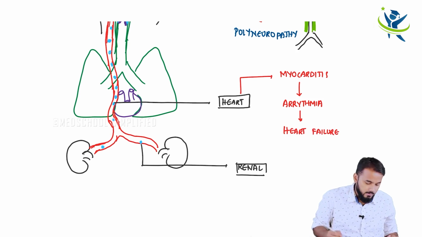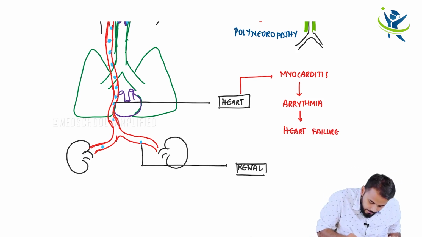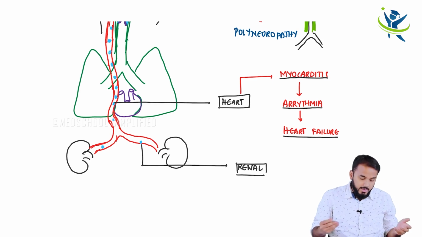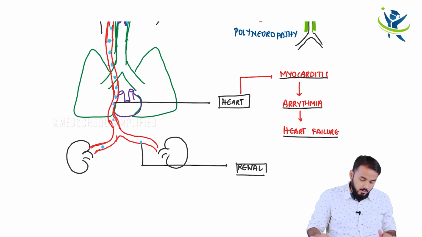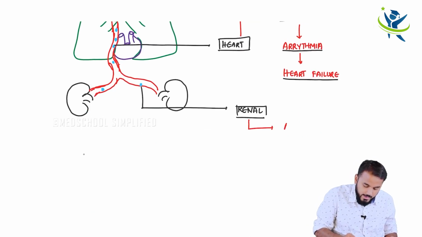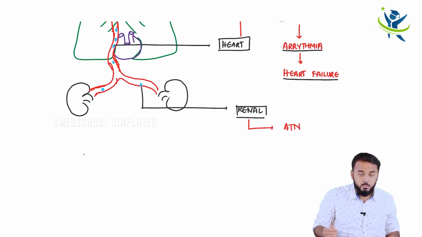Heart failure, right? So what is happening? The patient is going to have myocarditis, that will cause arrhythmia and finally heart failure. Okay, in the renal, what do you see? What I see in the renal is that the patient is going to have acute tubular necrosis.